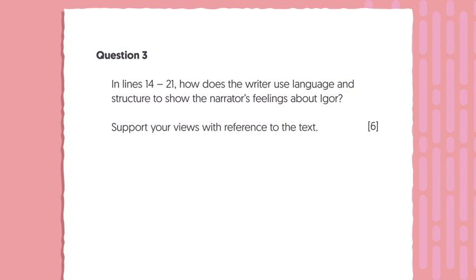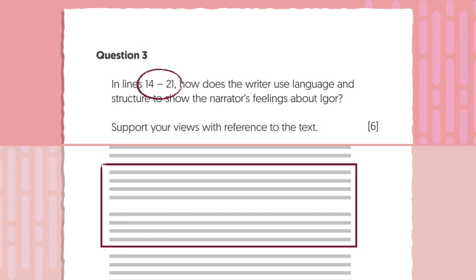The first step is always to read the question. In this case, it's, in lines 14 to 21, how does the writer use language and structure to show the narrator's feelings about Igor? So to make it easy to stay on track, it's a good idea to circle or highlight the lines in the text you're asked to concentrate on. You might find it useful to box off that section of the text too, so it's really clear what you're working with. Also, you should underline or highlight the focus of the information you're after. In this case, this is the narrator's feelings about Igor.